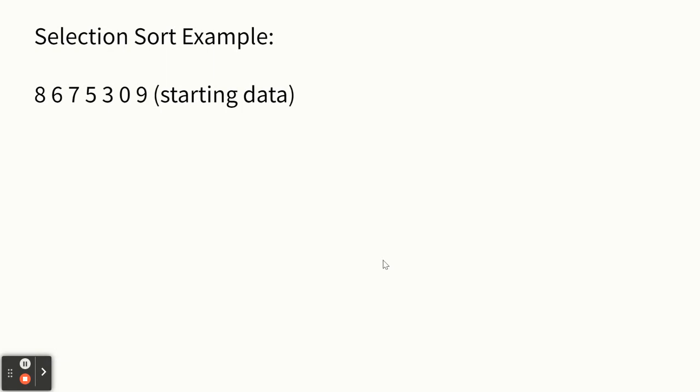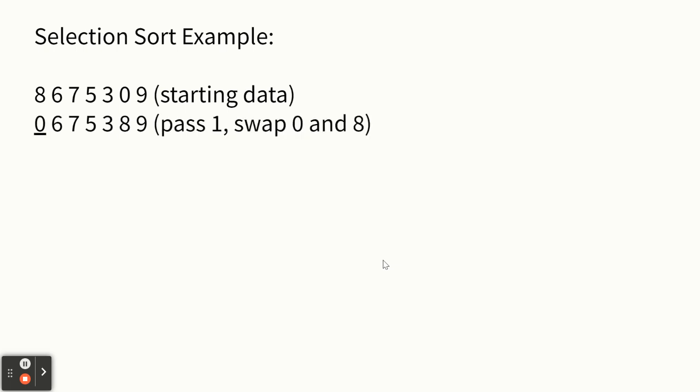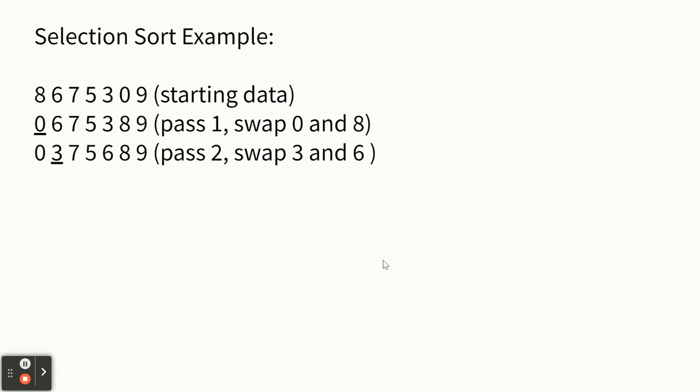So, looking at this, here's the starting data. We got our finger on the 8, but we're going to go through the whole thing and find the smallest number. It's 0, right? Then we're going to swap the 0 and the 8. So pass 1, swap the 0 and the 8. Next pass, we got our finger on the 6. We're going to go find the smallest number to the right, including the 6, possibly. It's the 3, right? We're going to swap the 3 and the 6.